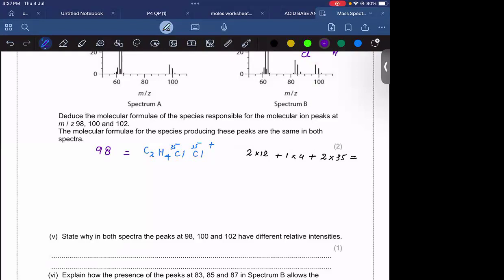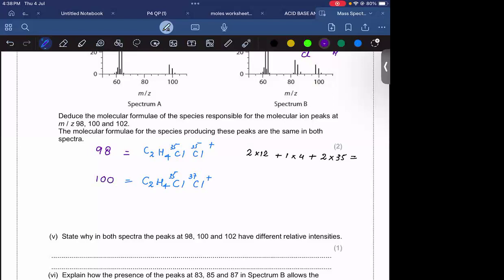Can you tell me what is the formula of the species that would be responsible for 100? C2H4Cl35Cl37. Exactly. This is the thing that you need to know. Cl35, Cl37 having a positive sign. So the peak that is 100.